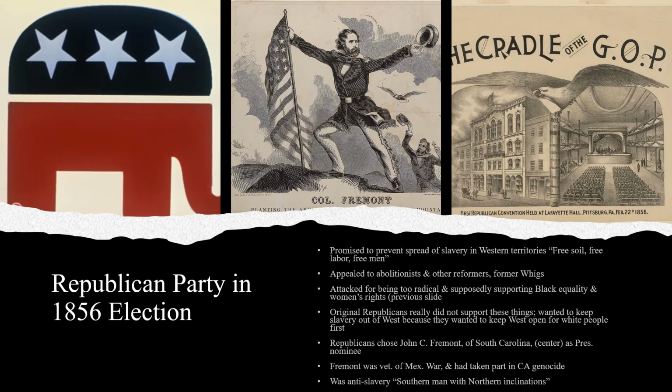While Fremont was forward-thinking on slavery, he was less so on Indian rights, having participated in the attempted genocide of California Native Americans in the late 1840s and early 1850s.